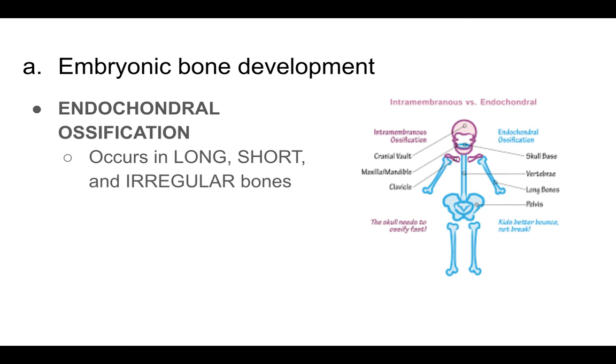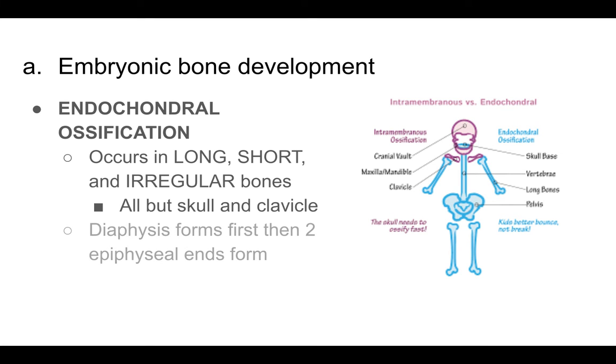This is the bone development that occurs in your long bones, your short bones, and your irregular bones. So see my diagram on the side? That would be anything that is blue on the diagram. Any of those blue bones will develop in this manner that I'm getting ready to detail, called endochondral ossification. Again, that's all of the bones except the skull and the clavicle, or the blue bones here on my diagram.